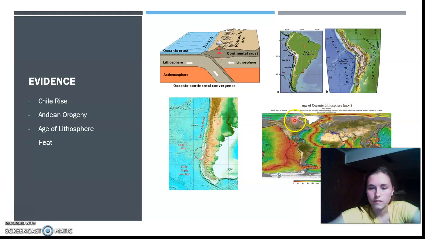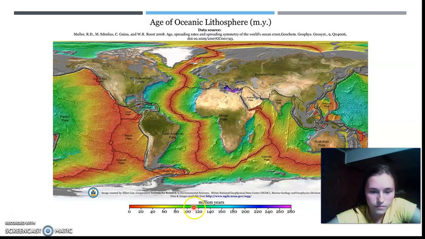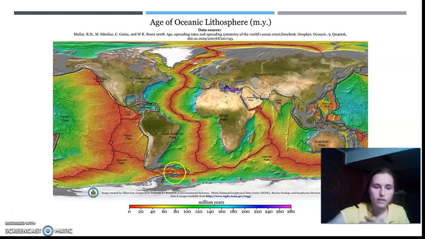Alright, this is the age of lithosphere map, so I have it blown up a little bit so you can see it better. So the red is the youngest, in millions of years. So along the Nazca plate here, you can see that it's the youngest. So that shows that the plates are diverging against each other. There's a divergent boundary, I should say. And the new magma is coming up through the plate, which makes that magma younger than the stuff over here, which is older than what is coming up.